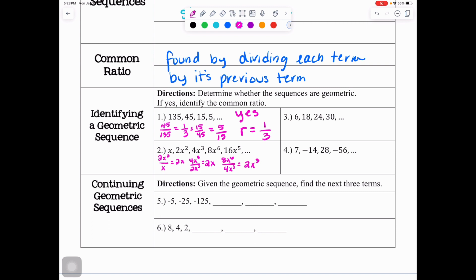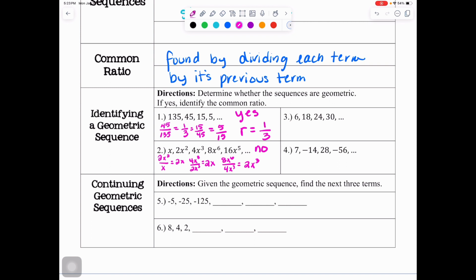So I do not have a common ratio. It broke up between the third and fourth terms. So that's why it's so important to check not just the first combination. Something could hold true for a while and then all of a sudden fall apart. So this is not a geometric sequence. There's not a common ratio.